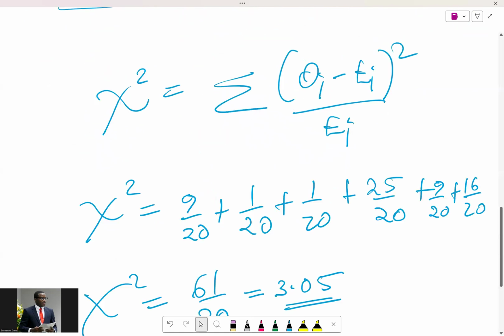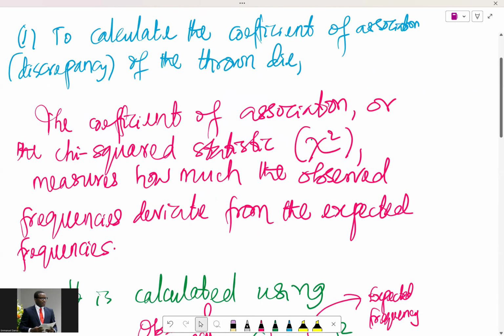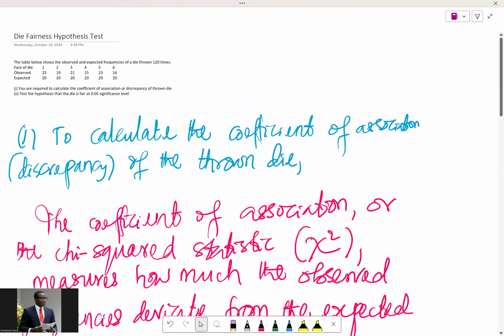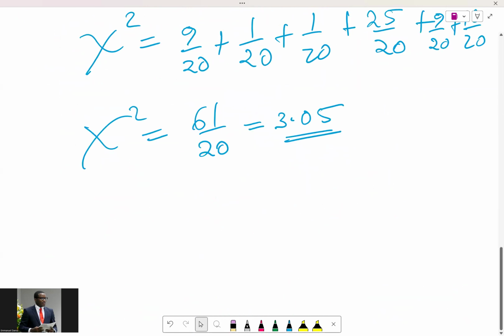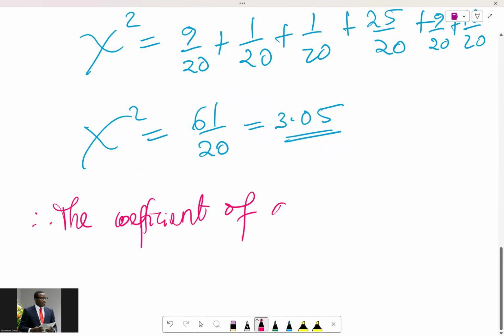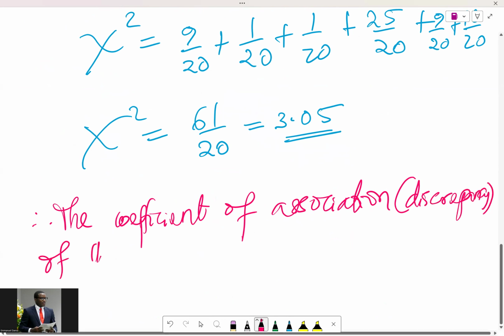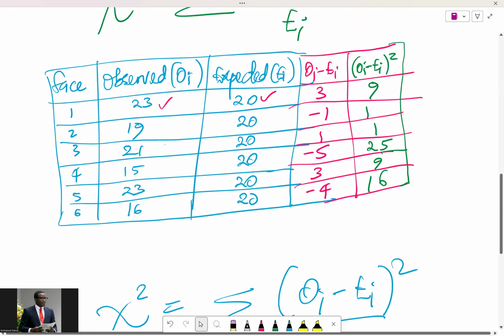So that's what we need for the first part: find the coefficient of association or discrepancy. You can conclude and say, therefore, the coefficient of association or the discrepancy of the thrown die is 3.05.